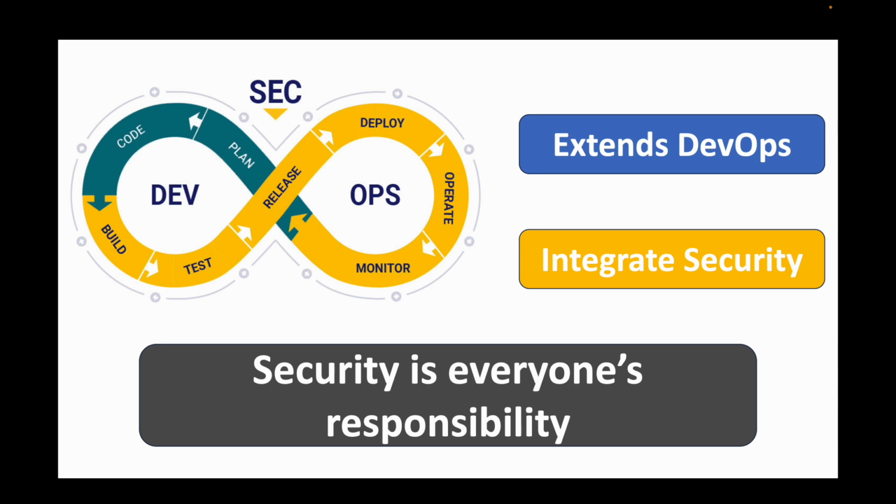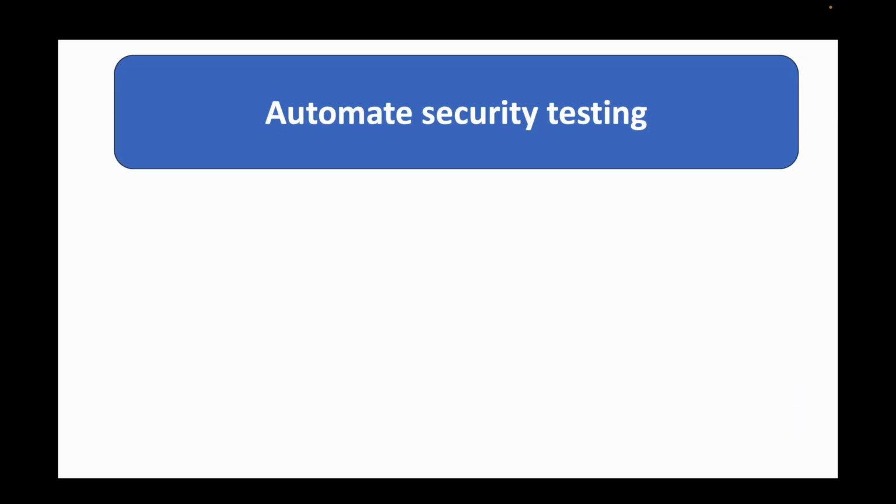Now, some of the key features under this are automating your security testing. Again, you have tools like SonarQube or Snyk that can be used to automate checking the code quality and checking the security. Automating all of these things can be done by using tools.